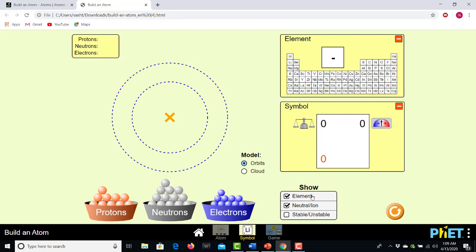Before we get started, let's make sure that all of the choices in the show box are clicked. We will be able to see the element symbols, whether the species that we build, the particles that we build, are neutral or charged, and if they're charged, we'll call them ions. And we also want to see if the particles that we build are stable or unstable. Let's begin by moving one proton from the bucket into the central space right here, and we're going to call that space the nucleus, this center space right here.